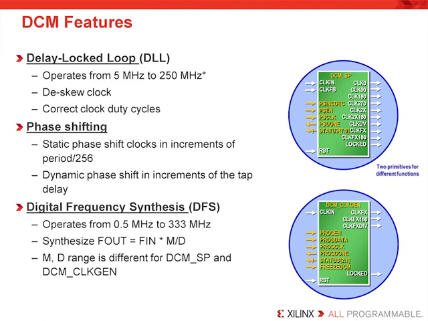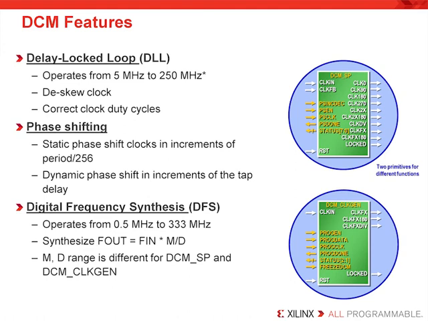The DCM deskews clock inputs by compensating for the input delay. Now we'll talk a little bit more about this in a minute. The DCM is also used frequently for correcting duty cycles to 50-50, which is available on certain outputs. The DCM supports a static phase shifting functionality that can be fixed to a fractional increment of 1/256 of the input clock period. It also supports a dynamic phase shifting feature in increments of the DCM's tap delay.